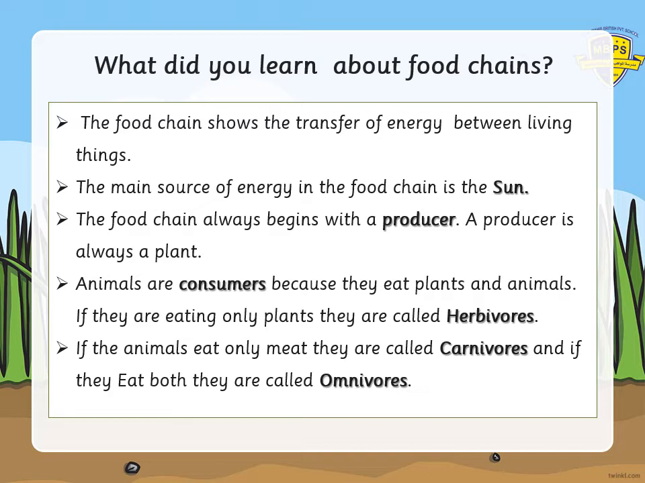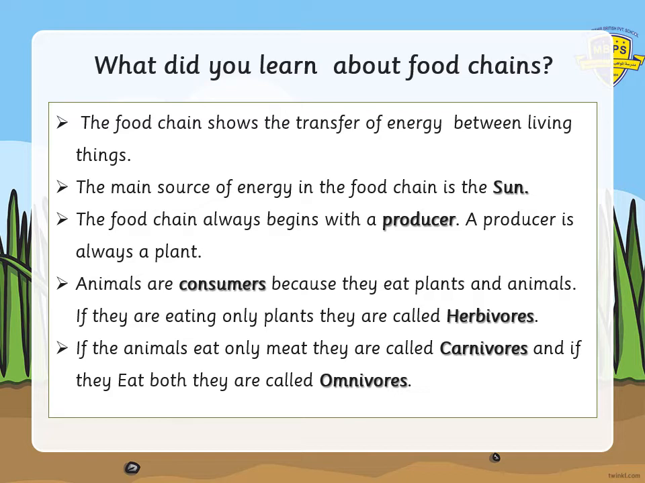animals are called consumers. Animals consume so they're called consumers. There are three types. If they're eating only plants, they're called herbivores. If they're eating only meat, they're called carnivores. And if they're eating both, they're called omnivores. Can you think of the omnivores that are present?